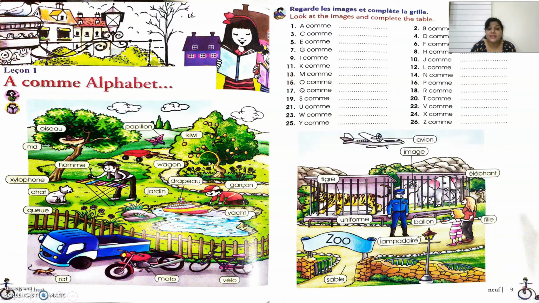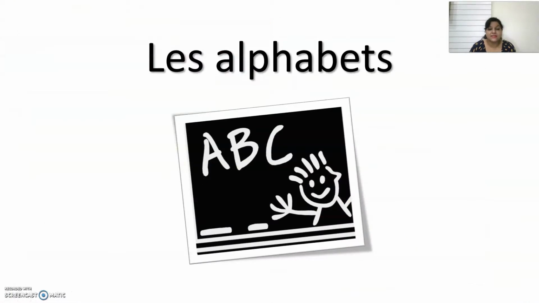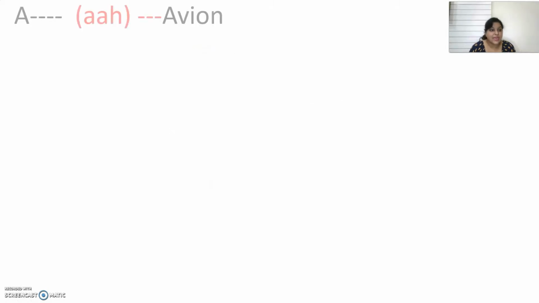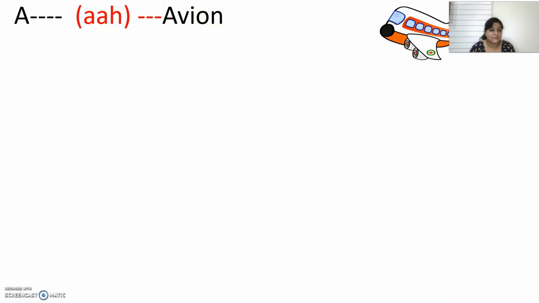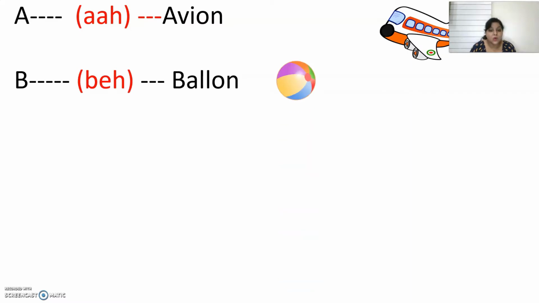Now, before reading out the text written on this lesson, let's firstly learn les alphabets, that are the alphabets in French language. Now we will be learning the sounds of the alphabets in French. So you also repeat after me. So what's the sound of A? That's A. For example, avion. Avion is an airplane. B. For example, ballon.